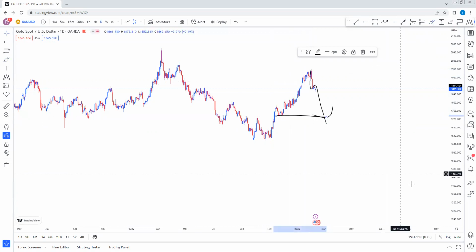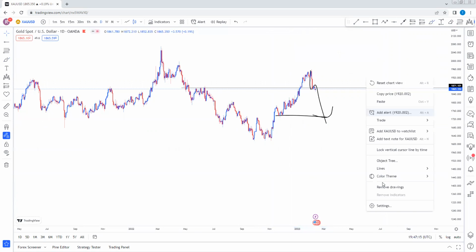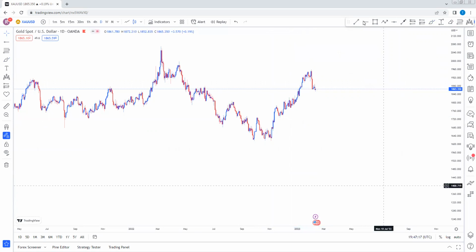Let me just remove everything. So let's just spot out this zone.